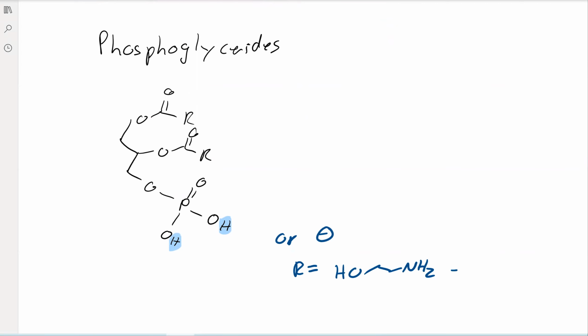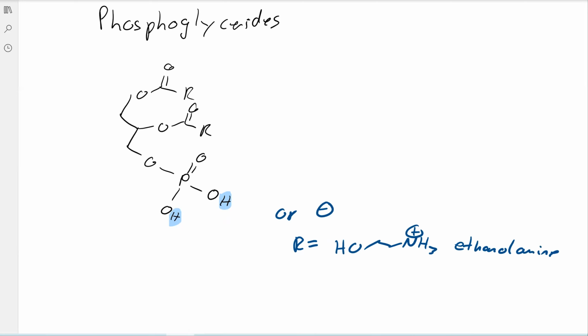ethanolamine. And of course, in physiological ranges, this nitrogen would then become protonated. Or also commonly choline, which looks like this. Right, so that's what they look like. You can see they have charges, they have polarity, and we'll see how that plays a role in the phospholipid bilayer, or just the lipid bilayer.